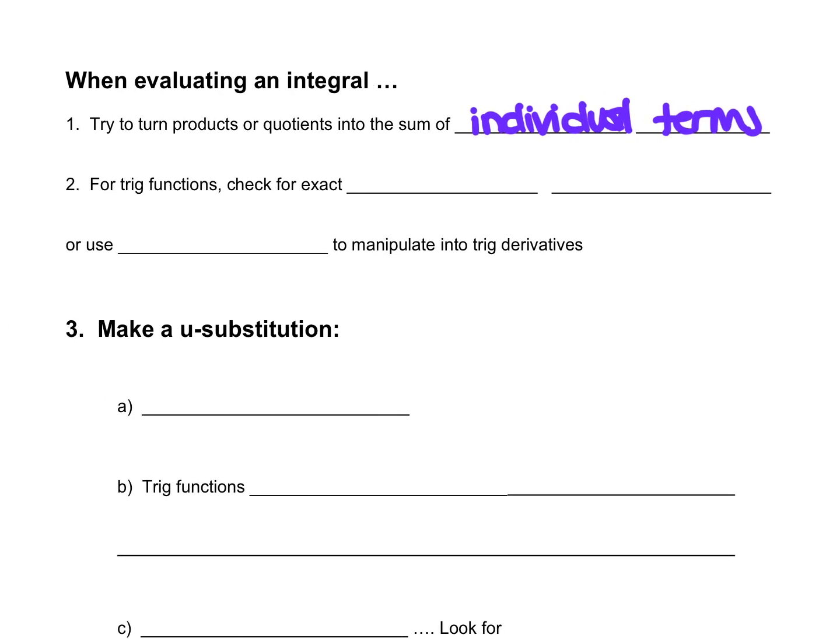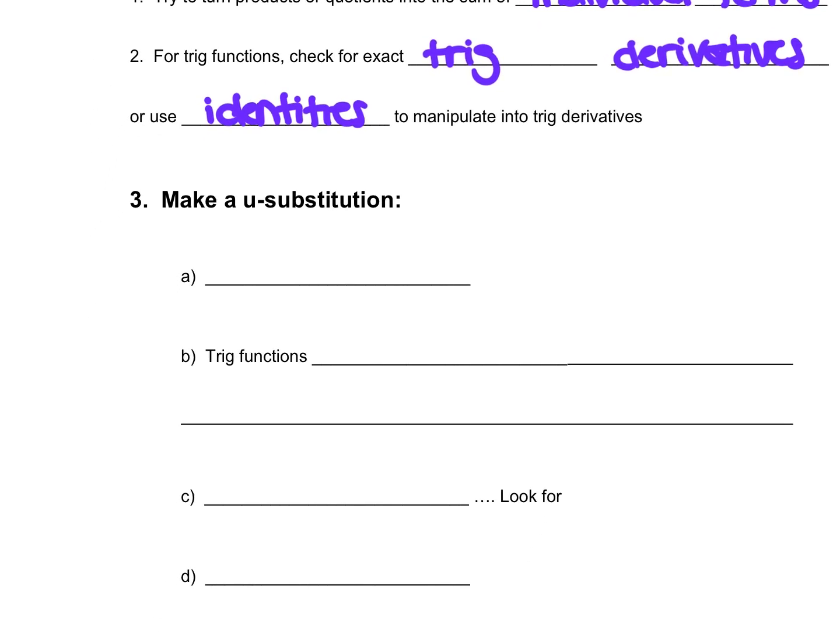Okay, for trig functions, we should always check for exact trig derivatives first. If you see those, use them. Or another way we talked about that was pretty easy if you remember them is to use trig identities to simplify and manipulate something into trig derivatives. Now, if we can't integrate doing normal integration rules by either foiling out or dividing out or switching stuff up using our trig identities, then that's when we talk about making a u substitution.